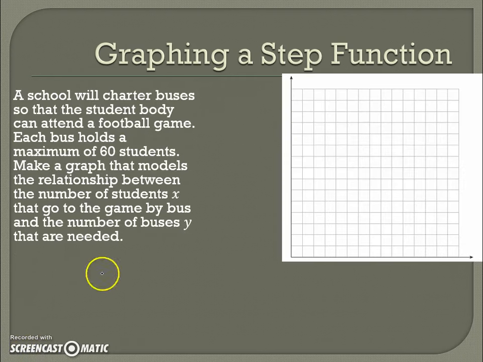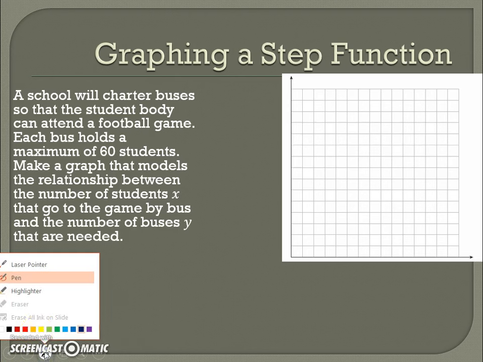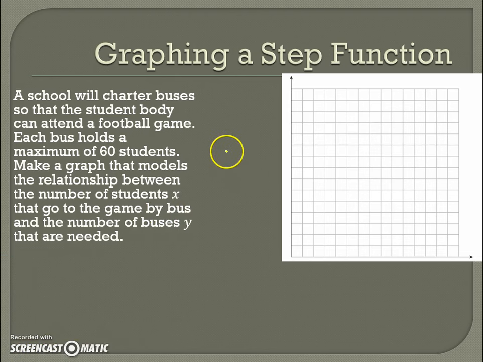Okay, so here it says a school will charter buses so that the student body can attend a football game. Each bus holds a maximum of 60 students. Make a graph that models the relationship between the number of students x that go to the game by buses and the number of buses y that are needed. Okay, so the first thing, let me change my marker color back to yellow. Y is my number of buses, and x is the students going.